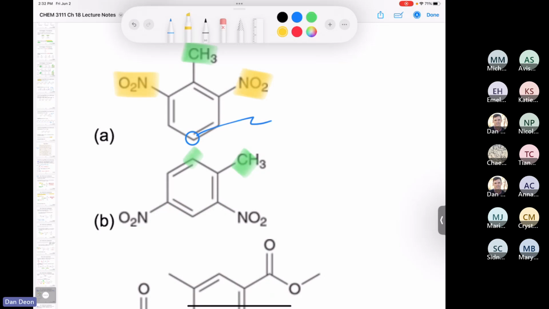Then we have this nitro. It directs to meta, but this meta is blocked. Then we have this nitro. Let me highlight it in red. This nitro is directing to this meta position and this meta position, but the first one is blocked. And so we only have one spot where the alkylation or acylation, or whatever the EAS reaction, can occur. And so it's going to be this carbon right here.